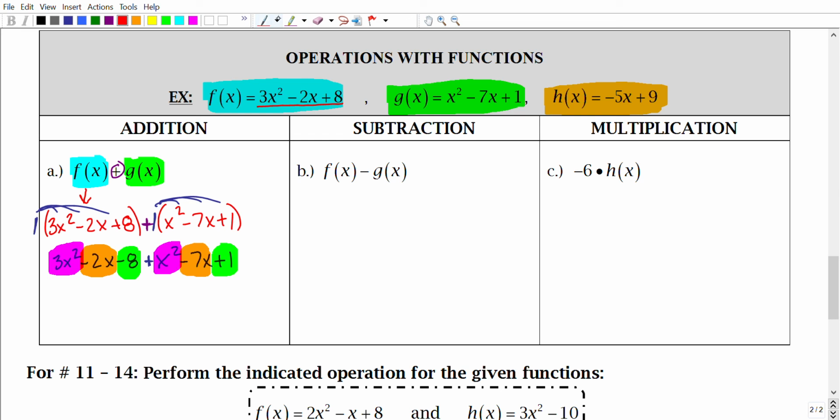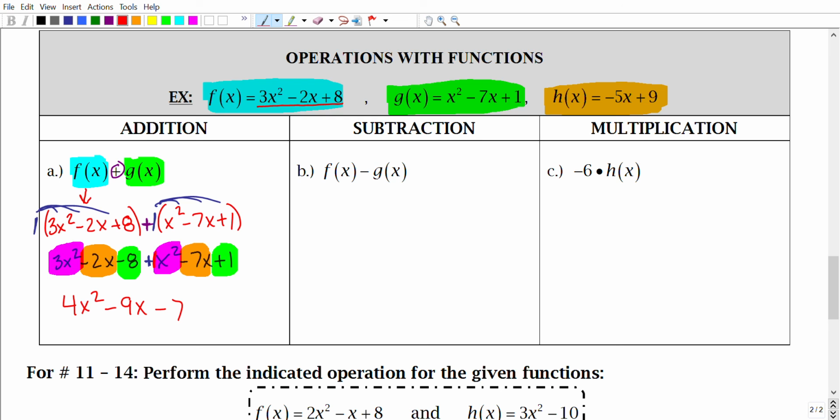Remember, in front of the x squared there's a 1. So 3x squared plus 1x squared is 4x squared. Negative 2x minus 7x is negative 9x. And negative 8 plus 1 is a negative 7.